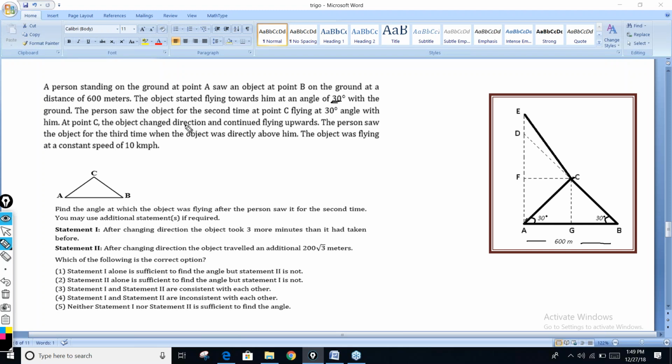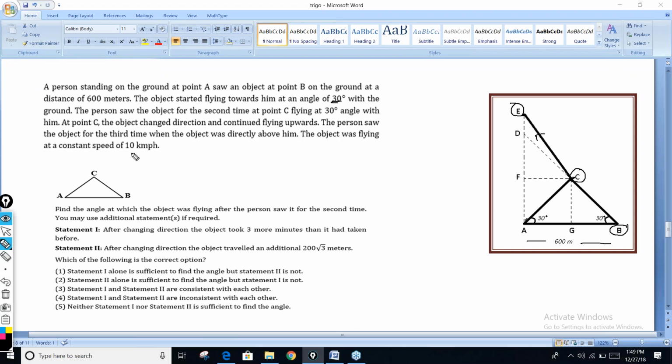At point C, the object changed the direction and continued flying upwards. Earlier it was going in this direction, it changed it and is flying upwards. And now the person saw the object for the third time when the object was directly above him. When the object reaches point E, that is the third point when he saw it. That is the second point, that is the first point he saw it.